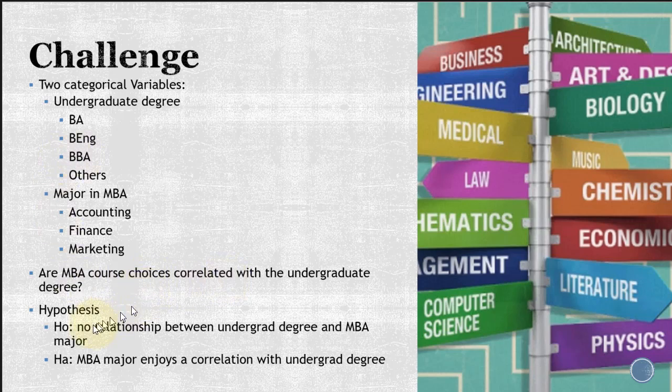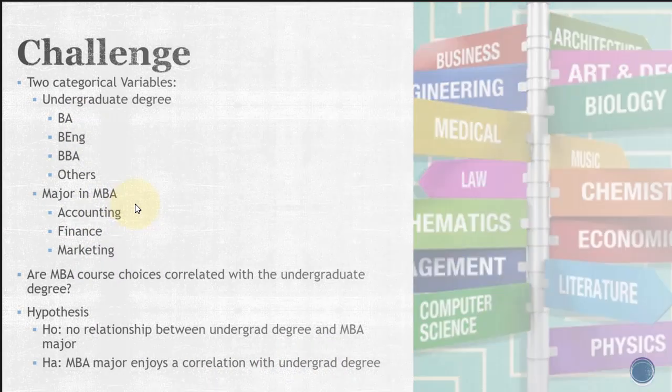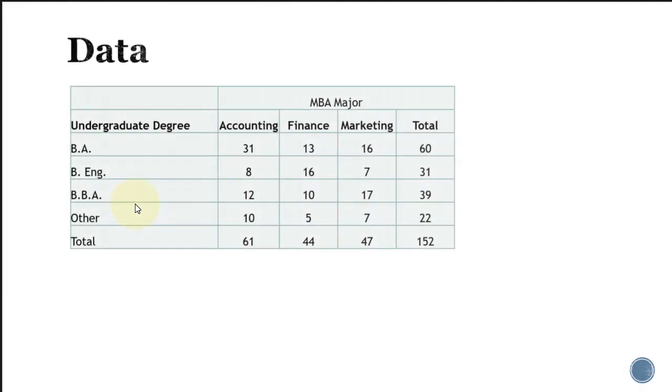And we have a hypothesis here to test. The null hypothesis is that there is no relationship between the undergraduate degree and the MBA major. And the alternative hypothesis is that the MBA major enjoys a correlation with the undergraduate degree, that there is some relationship there. We can test this relationship using chi-square.